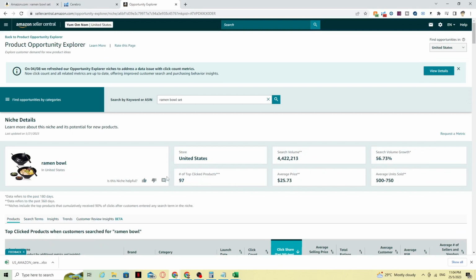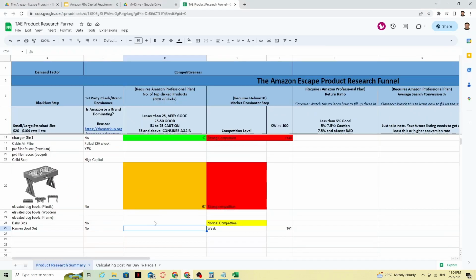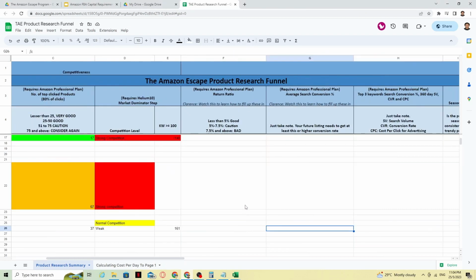Although Amazon shows it's like 97, so we need to be careful here. 37 is still in a good range. So okay, that's fine. Pass, pass, pass. Let's move on to the next one.